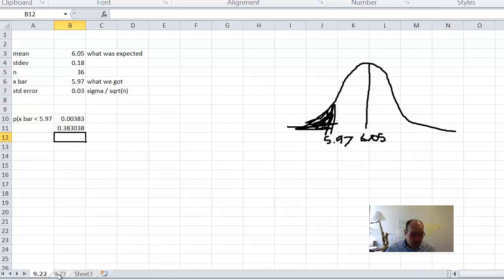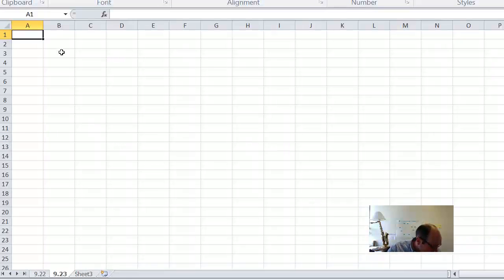Let's look at 9.23. 9.23 says the number of customers who enter a supermarket each hour is normally distributed with a mean of 600 and a standard deviation of 200. The supermarket is open 16 hours per day. What is the probability that the total number of customers who enter the supermarket in one day is greater than 10,000? And then it gives us a hint. Calculate the average hourly number of customers necessary to exceed 10,000 in one 16-hour day.